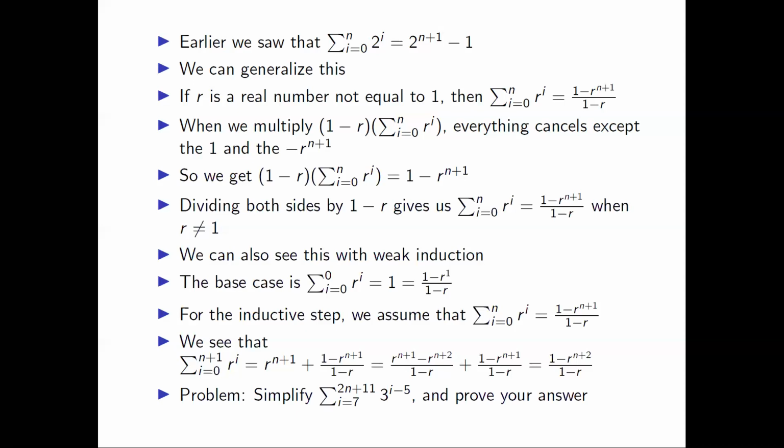Here's a problem for you. Simplify this sum from i equals 7 to 2n plus 11 of 3 to the i minus 5. And prove your answer.